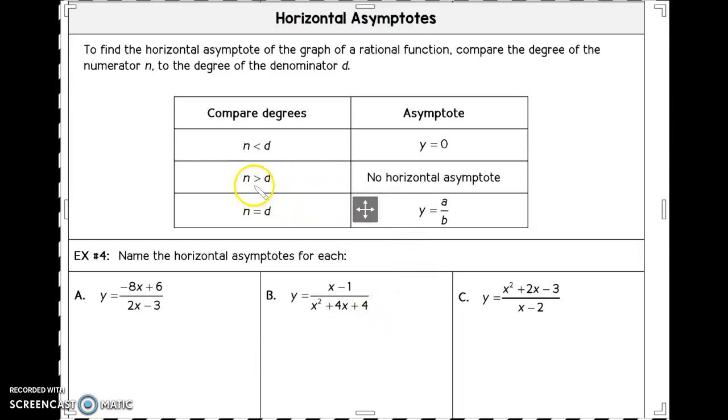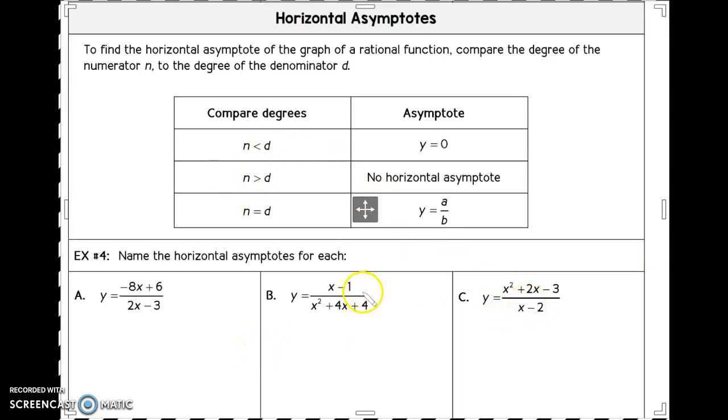When n is larger than d, if you look at c, does everybody see there's a power of 2? And this is a power of 1. Our numerator is larger than our denominator, because you're looking at the degree. Anytime the top degree is larger, it's no horizontal asymptote. So if you need to rewrite this and say top versus bottom, okay, I don't care. Make a little note, but that's what this means. N is the highest power on your numerator. D is the highest power in your denominator.